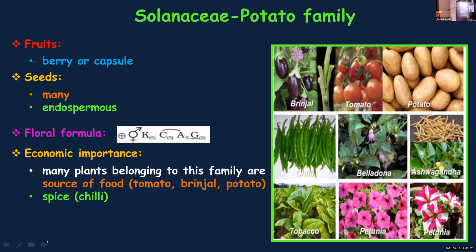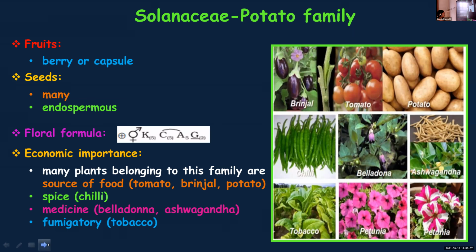Spices, chili. Chili comes under this particular family. It's used as a spice. Then belladonna, ashwagandha. These two are medicinal plants from this particular family. Then tobacco, fumigatory. You know the use of tobacco. Tobacco, belladonna, ashwagandha, tomato, brinjal, potato, chili, all come under this particular family. More examples are there. These are a few examples. Some are used as source of food, some are used as spice, and medicinal plants also come under this family. And tobacco is a fumigatory coming under Solanaceae family.